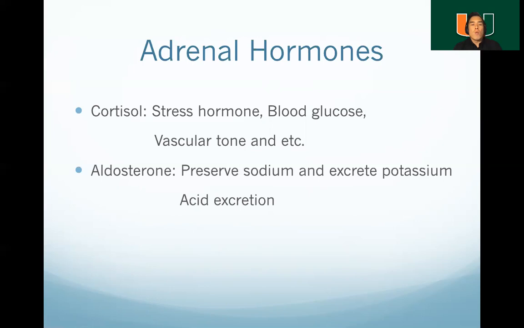This is the reason why, when you have primary adrenal insufficiency and aldosterone deficiency, you can have metabolic acidosis as well. So as you see, these two hormones are so important for metabolism, maintaining blood pressure, and maintaining electrolytes for our system.